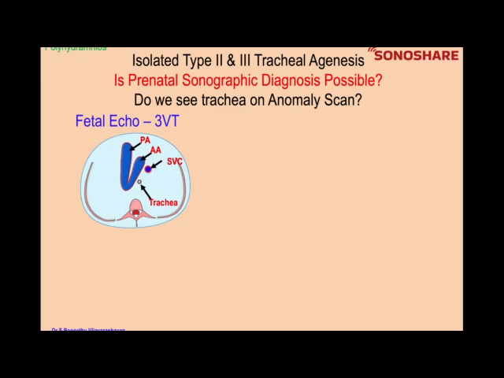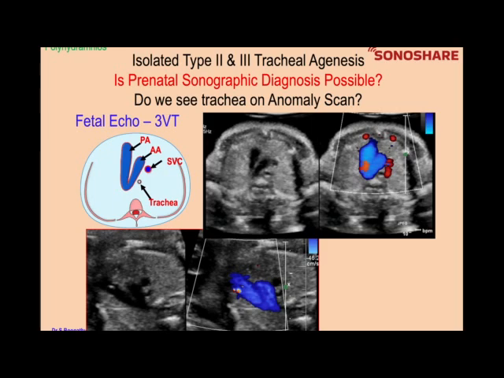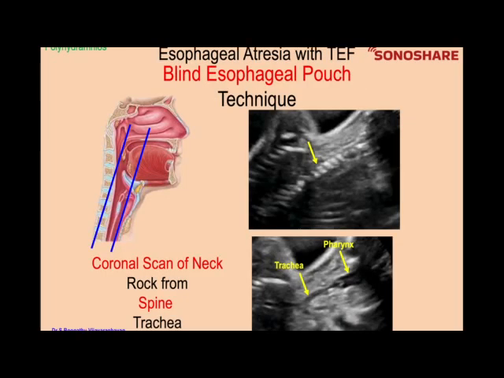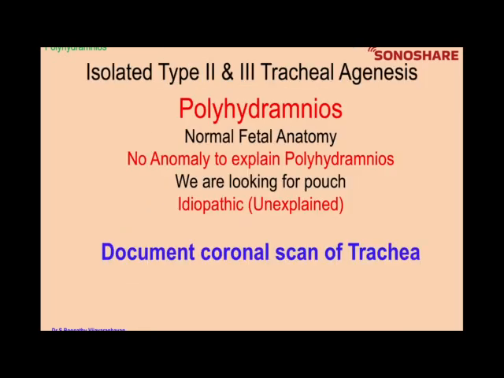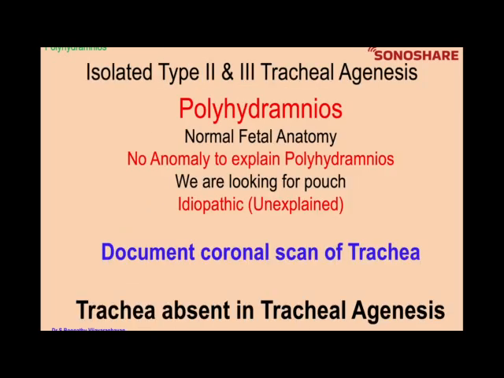So trachea is seen, and you see the images of the 3V for the esophageal pouch, which will pop up between the spine and the trachea when there is esophageal at coronal scan of the trachea in cases of polyhydramnios. So when in tracheal agenesis, the trachea will be absent.